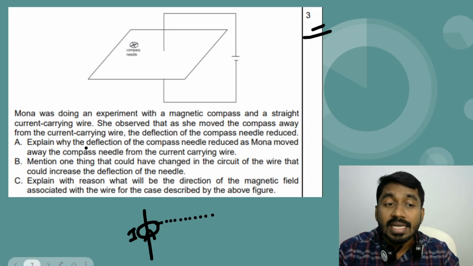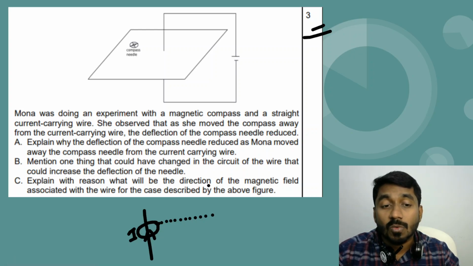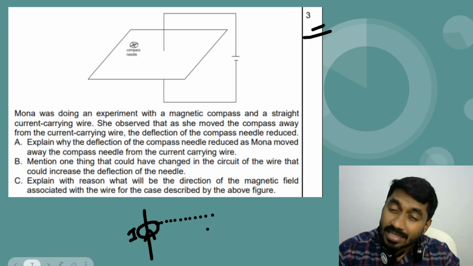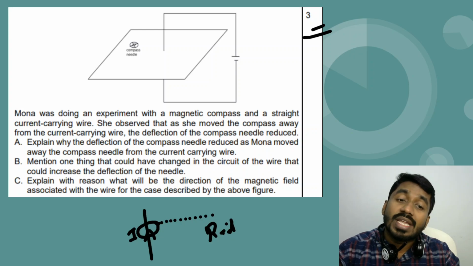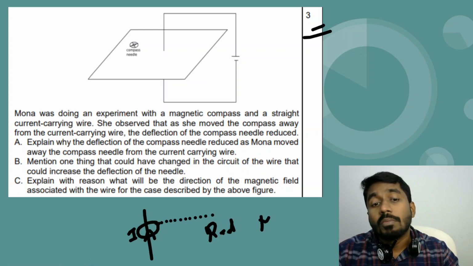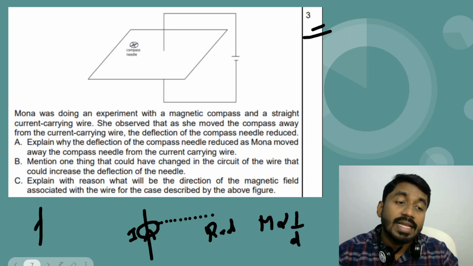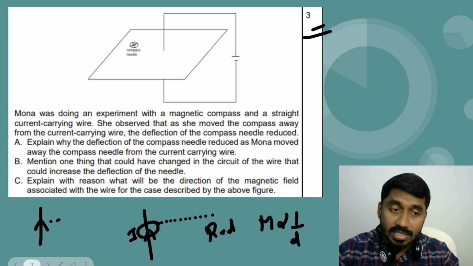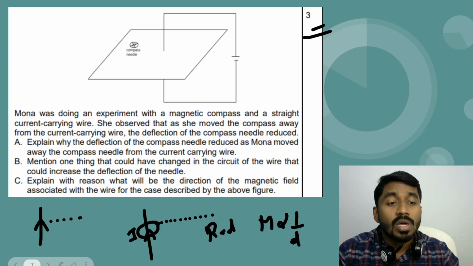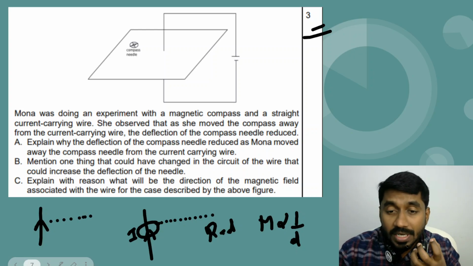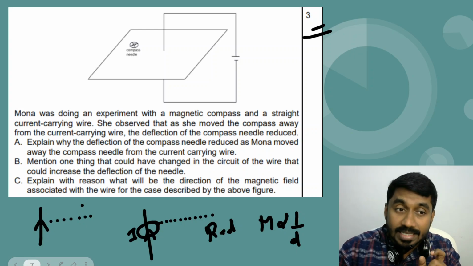So what is the reason the deflection reduces? Magnetic field strength reduces when distance increases. So magnetic field is inversely proportional to the distance from the conductor. So when a current carrying conductor is placed here you will get more magnetic field, here less, here less, here less. So when you increase the distance from the conductor, magnetic field strength also decreases.